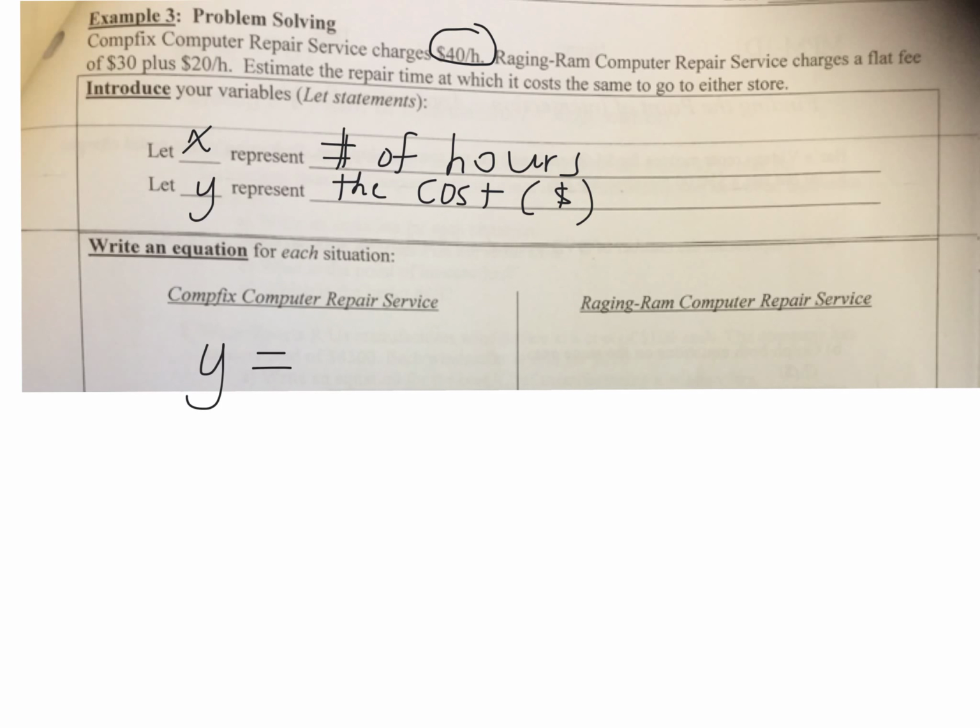Y equals, so the cost, right? We said Y represents the cost is equal to 40X. What does that mean? It's $40 per hour. And X represents the number of hours. Good. $40 per hour, X represents number of hours, so we take 40 and we multiply it by however many hours he's working. So for example, if he worked 2 hours, how much does it cost?